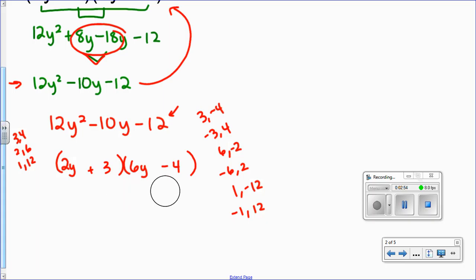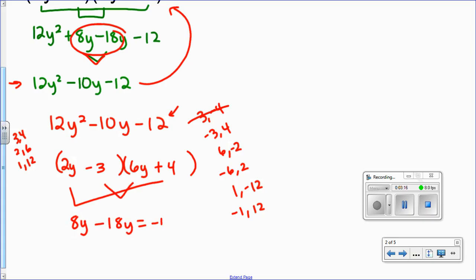So really, what I need to do is switch the signs and make it a negative 3 and a positive 4. Now my outer is 8y and the inner is negative 18y, which does give me negative 10y. So a little bit of trial and error here. There might be a lot of times where you're going to have to erase and start over. So I would suggest using a pencil for this lesson and for this assignment when you're working them out.